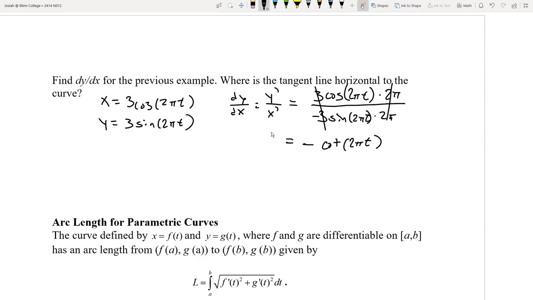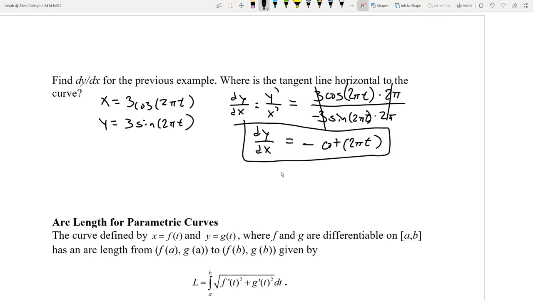So this is our dy over dx, our derivative here. So our t will give us any of the slopes of the line tangent to our curve at whatever t value results. All right, so that's dy over dx.